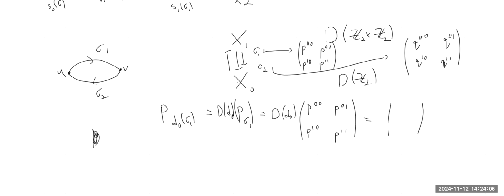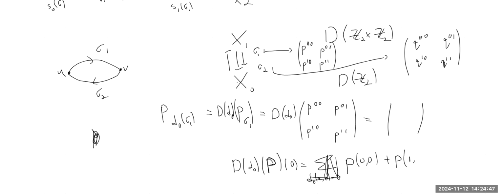If I want D of D0 of this P, let's call it the big P, on, for example, 0, this is the sum of everything that gives me 0 by applying D0. By deleting the first one, it gives me 0. There are two options: 0,0 and 1,0. So we should count this and this, so it will be P0,0 plus P1,0. Here, the same, P1,1, the sum of both of these.